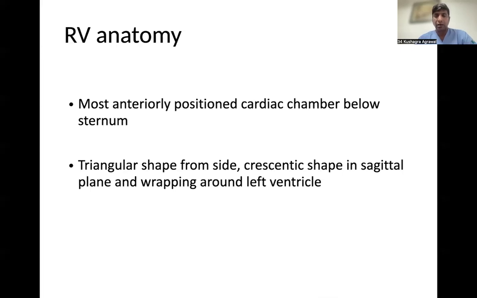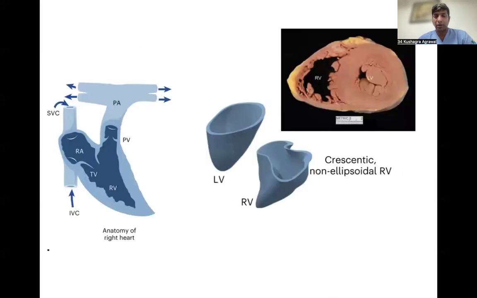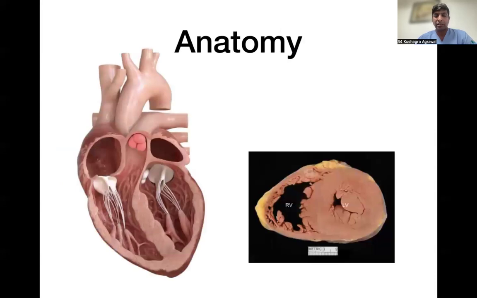As we see, the RV is a very superficially located structure just behind the sternum. It is triangular in shape. When we see it in transverse section, it is crescentic in shape and wrapped around the left ventricle. It is a very thin-walled structure. It is divided into three parts: muscular inflow, trabeculated apex, and very smooth outflow. Inflow and outflow are divided by the infundibulum.